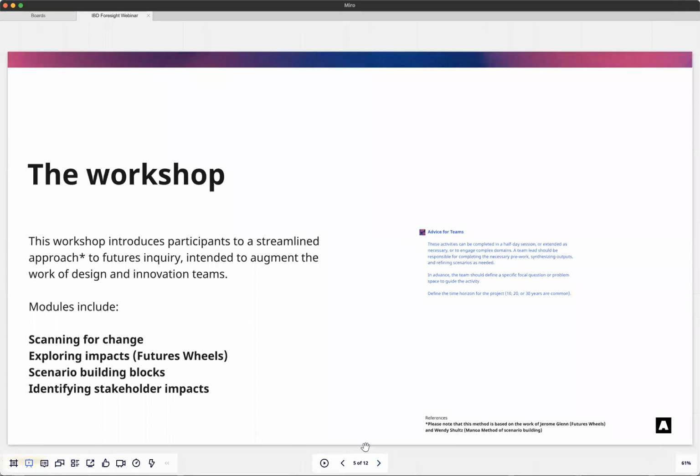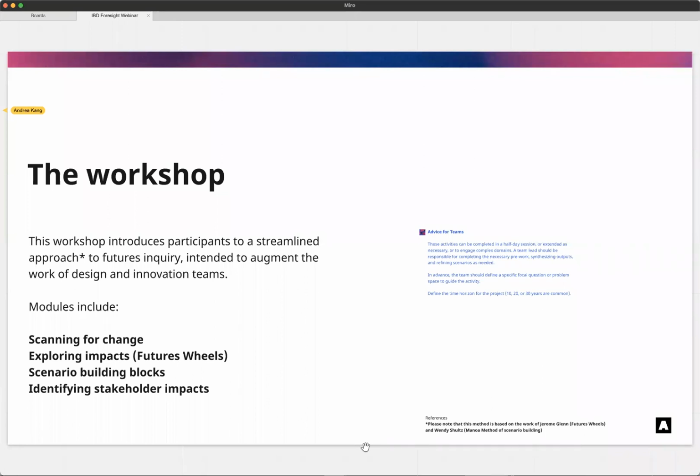Okay, so here's what we're going to do today. We've put together this quick set of modules that will allow you to work within the construct of creating futures. And this workshop is tailored toward largely design and innovation teams. So whether you work in a consultancy or you work in a corporation, or perhaps you work in government or some other kind of organization, if you're trying to do something new and you're trying to think about how to change something for the better in the future, these tools are for you.